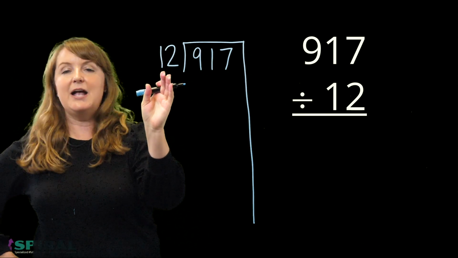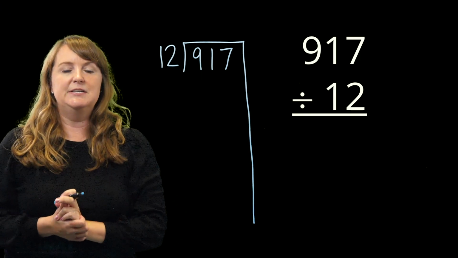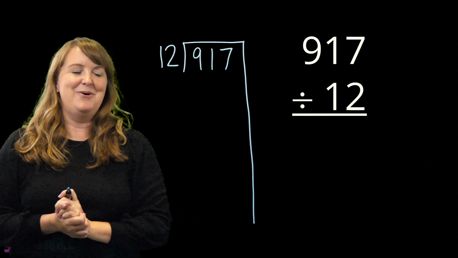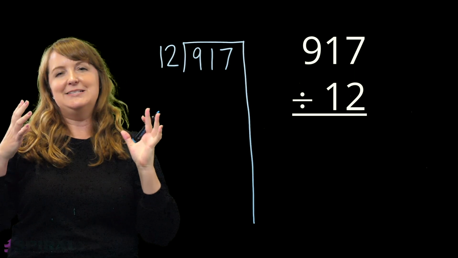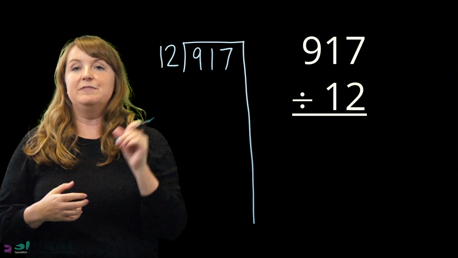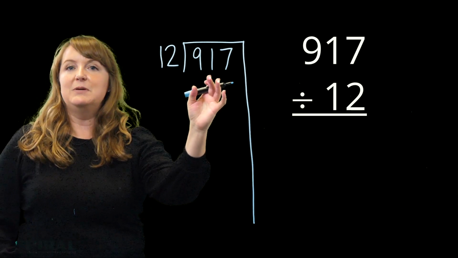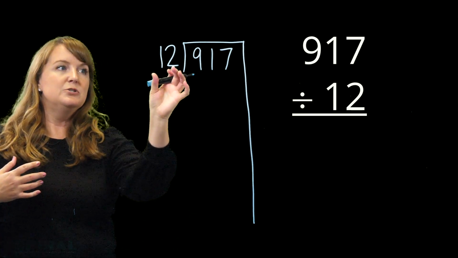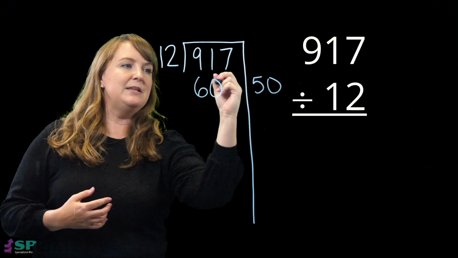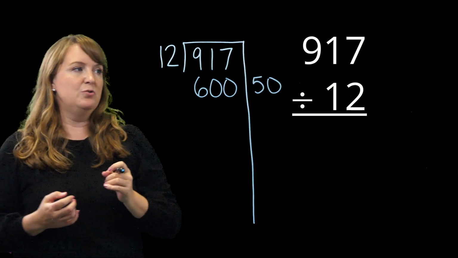So the first question I ask myself is, how many groups of 12 can I make if I have 917? Well, if I knew that, we probably wouldn't be doing this problem right now. But I don't know the exact quotient, but I can get kind of close. So I know 12 times 10 is 120. 12 times 20 would be 240, and so on. So 12 times 50 is 600. That's just something that I know and that feels very familiar to me. You might use different partial quotients.